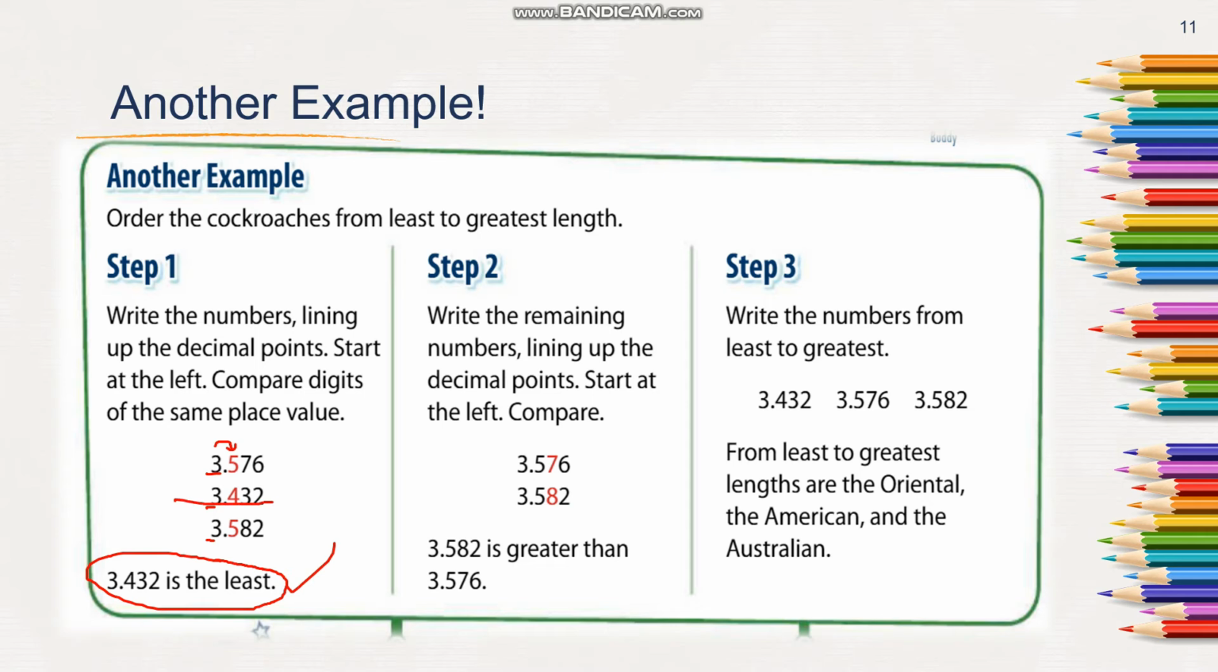So we're going to delete this one. So the remaining is 3.576 and 3.582. If we're going to compare these two, the first digit 3 in the ones place are the same, so proceed to the next. The second digit in the tenths place are the same, so proceed to the next. We have 7 and 8. So which is the least? The least is 7. Therefore, 3 and 576 thousandths is second to the least, and 3 and 582 thousandths is the greatest. So the answer, if we're going to arrange them from least to greatest, we have 3 and 432 thousandths, 3 and 576 thousandths, and 3 and 582 thousandths.